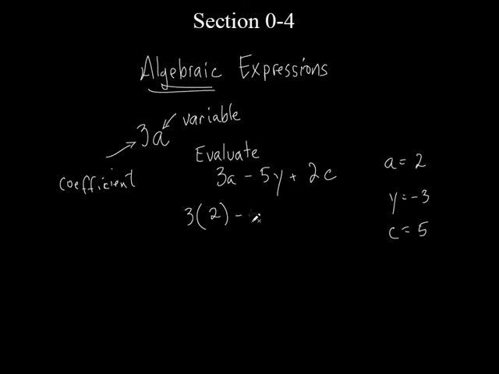So minus 5, put a parentheses here. What are we going to put in for y? Negative 3. Plus 2 times c, which is 5. Good. This is what I want to see on your homework.